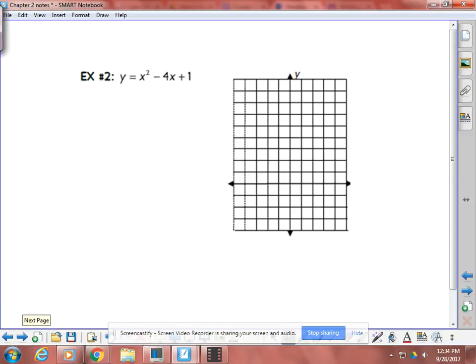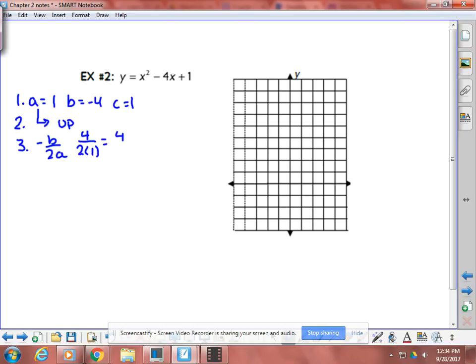Okay, so our first thing is to identify a, b, and c. So a is 1, b is negative 4, and c is 1. Step 2 is to determine our shape. Well, because our a value is 1 and it's positive, it's going to open up. So then 3 is to find the axis of symmetry. So negative b over 2a. So the opposite of b in this case. So it was negative 4, so it's going to become 4 divided by 2 times 1. So we have 4 divided by 2, which is 2.